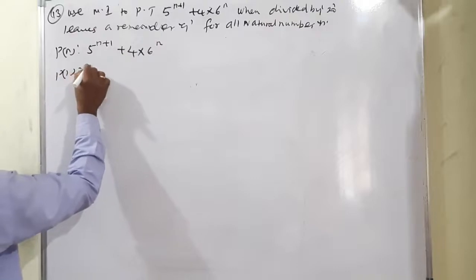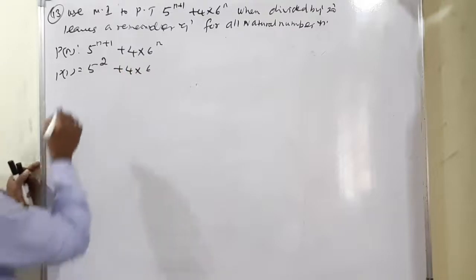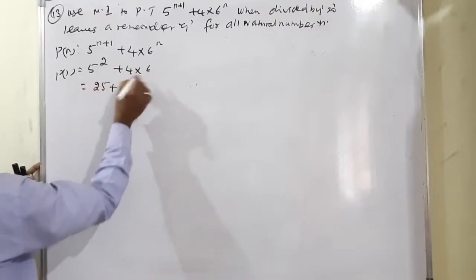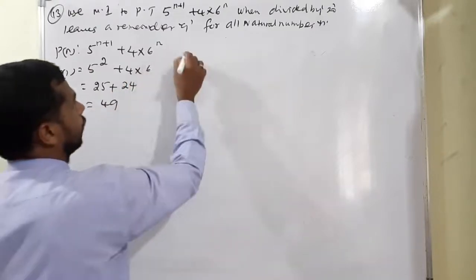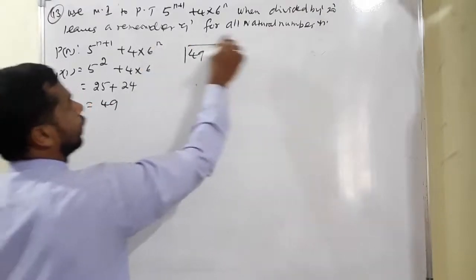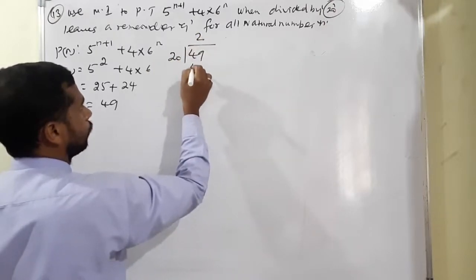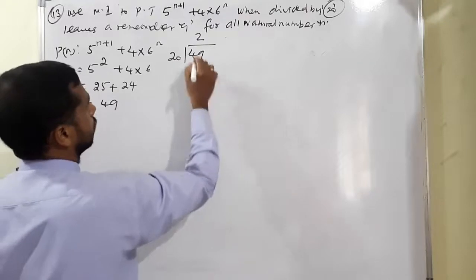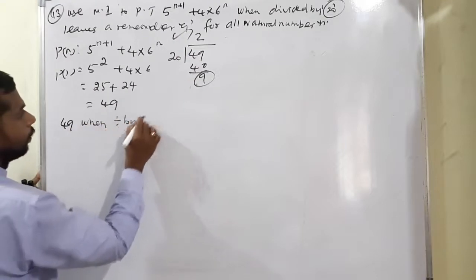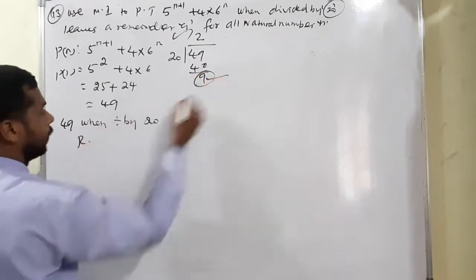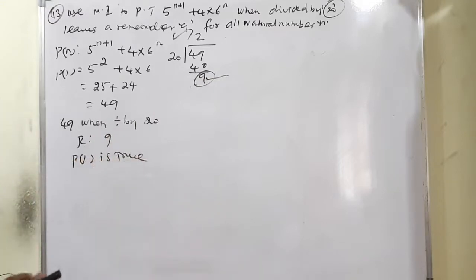So P of 1 means 5 to the power 1 plus 1 means 2, plus 4 into 6. So 5 square means 25 plus 4 into 6 means 24. 25 plus 24 means 49. The condition: 49 when divided by 20 means definitely 2 times. 2 into 20 means 40, remainder 9 is there. So definitely we can say 49 when divided by 20, remainder how much is there? Remainder 9. Therefore, P of 1 is true. First condition is clear, no?